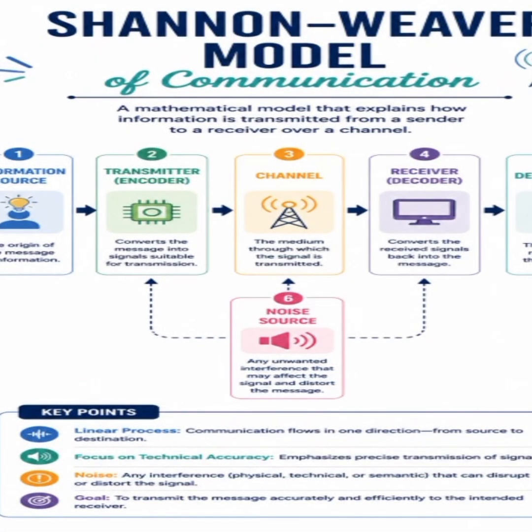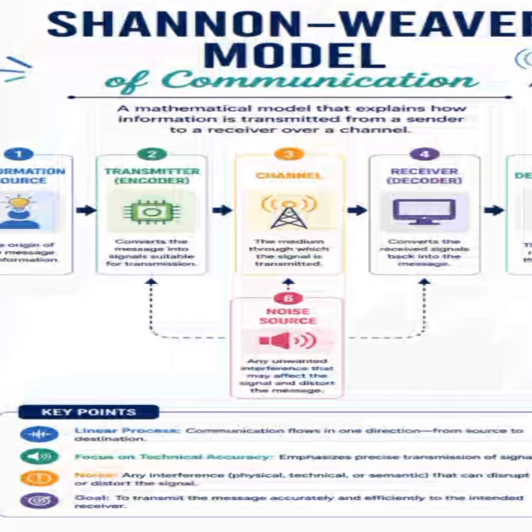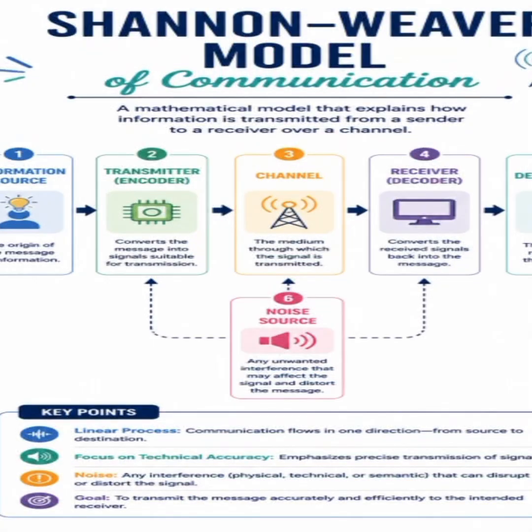So far, we have looked at general linear and circular frameworks, but if you want to understand where modern communication theory truly began, we have to look at a model designed by a mathematician and a scientist in the late 1940s. So, we are breaking down the Shannon Weaver model of communication using the layout in the slide. Originally engineered for Bell Laboratories to mirror telephone and radio technology, this is a mathematical model that explains how information is transmitted from a sender to a receiver over a channel.